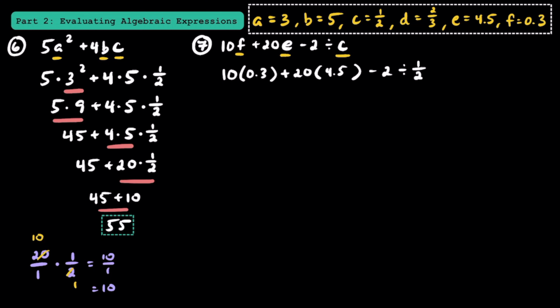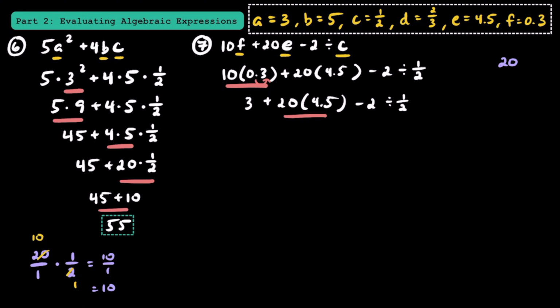or division. Since we have both, we'll do the one that's most on the left. We'll start with this 10 times 0.3. When multiplying any decimal by 10, you can just slide the decimal over one spot to the right because it gets 10 times bigger. 10 times 0.3 is equal to 3, so we'll have 3 plus 20 times 4.5 minus 2 divided by 1/2. Now let's multiply this 20 times 4.5.